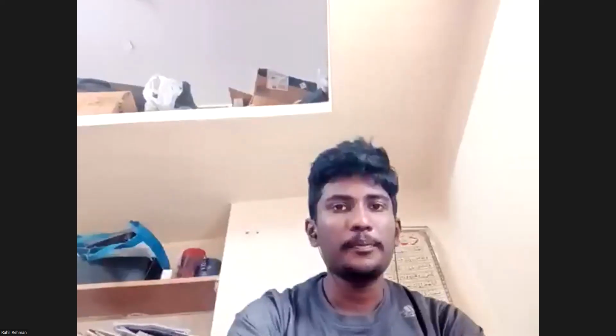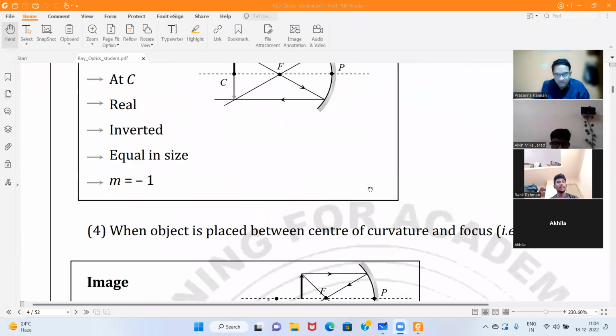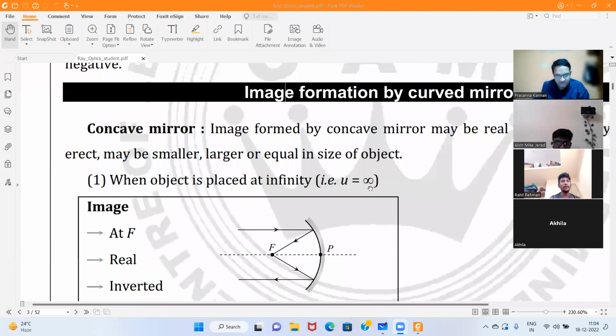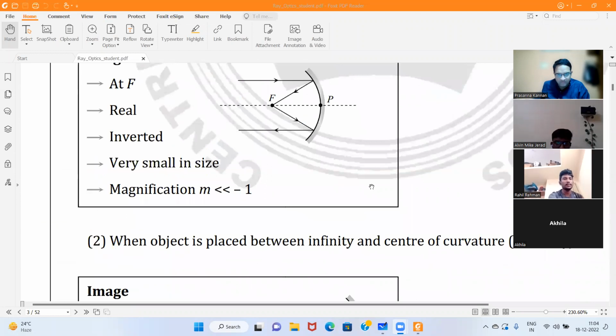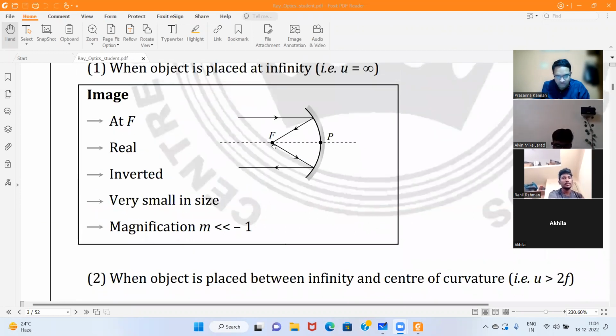Okay, ma. So now, last class we had seen a few things. Could you recall, Rahil? So, when the object is at infinity, the image forms at focus. It's real, inverted, and very small. Yes, ma.